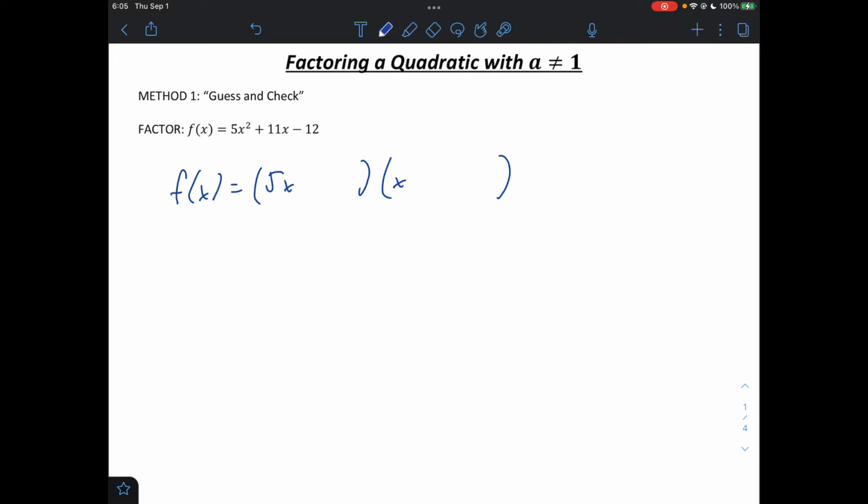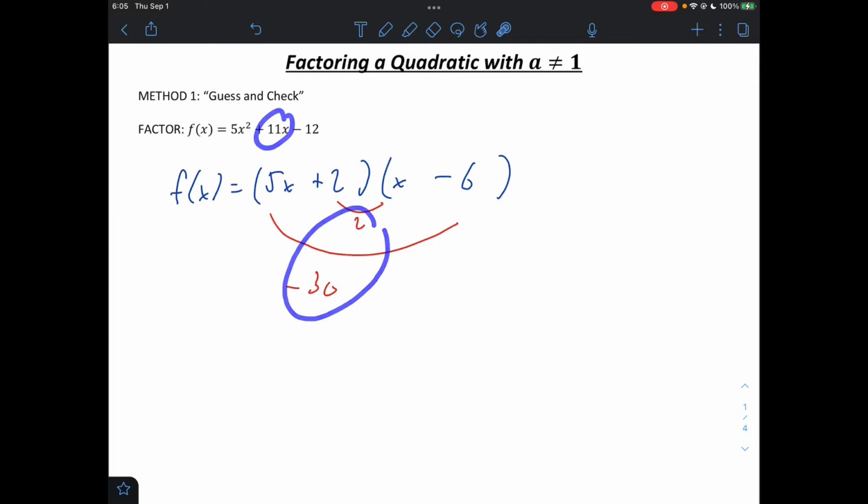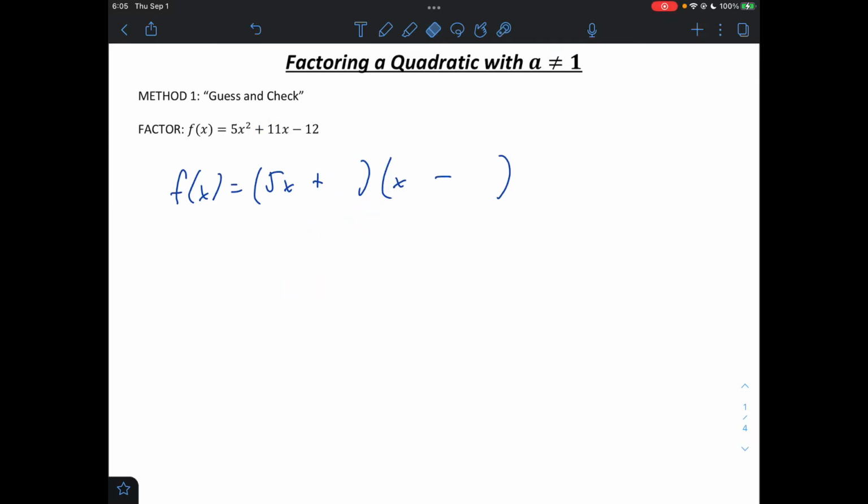And I'm going to guess one wrong on purpose here first. Plus 2 times negative 6. So how do I know that's wrong? Because if we were to multiply these, we get negative 30. Multiply these, we get 2, and negative 30 plus 2 is not 11. Okay? So what if we switch these numbers? All right, let's make it 6 and negative 2.